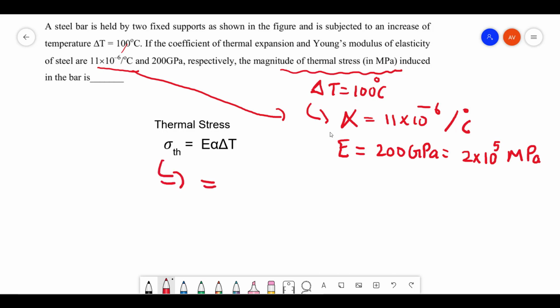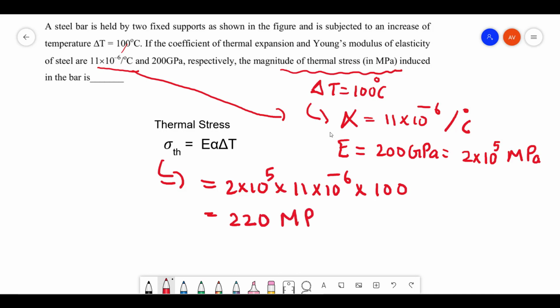Your thermal stress is E, that is 2 into 10 raised to 5, into alpha, 11 into 10 raised to minus 6, into your change in temperature, that is again 100. When you solve this, you are going to get 220 MPa. So this is your final answer.